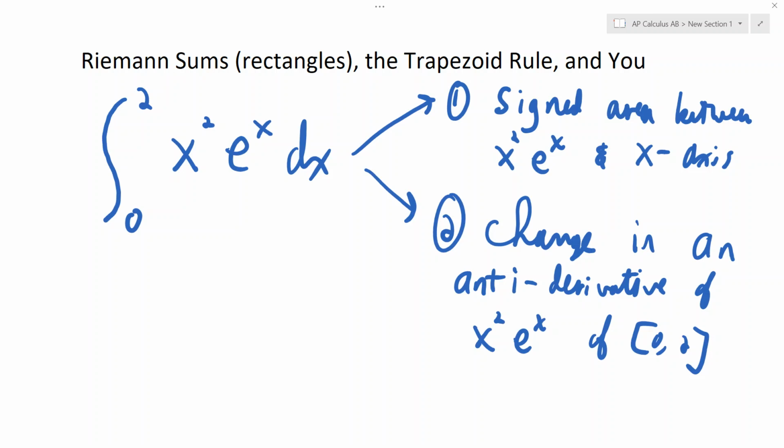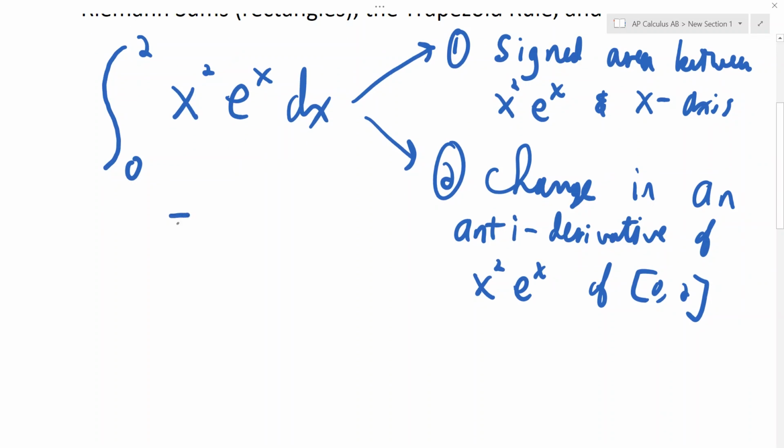That it finds the area between x squared e to the x and the x-axis, and it finds the change in the antiderivative. Cool? A lot of times what we've done in questions like this is actually found an antiderivative and found how much it changed. All right? So what we're going to do right now, though, is approximate it. So just for fun, let's find out what this answer is in general.